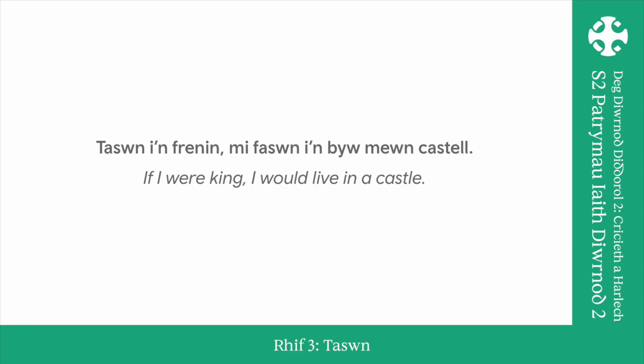Notice that these two halves can go in either order. Taswn i'n frenin, mi faswn i'n byw mewn castell. If I were a king, I would live in a castle. To remember the pattern, think of the word tiff. T plus if, to remember that tason is a conditional if.